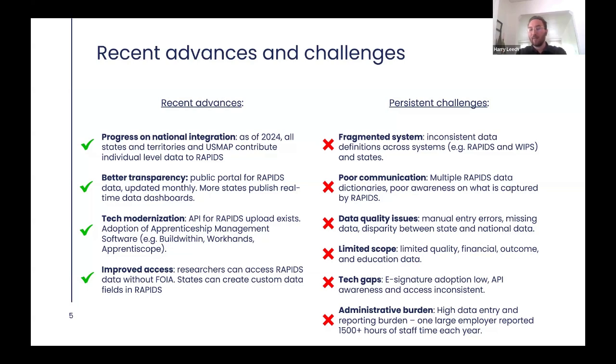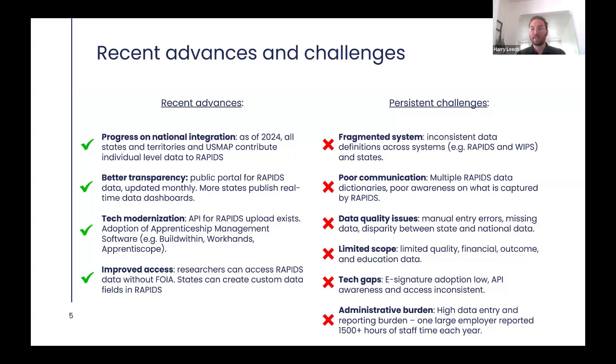Scope of data came up quite a lot. There's a lot of areas where we don't have information. Either we don't collect or we don't collate that information in a useful way. So for example, about the credentials that apprentices are getting alongside their apprenticeship, how apprenticeships are financed, information on the kind of quality and structure of training.